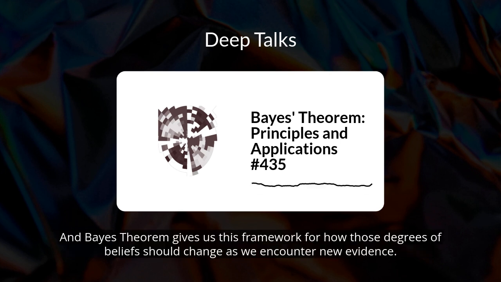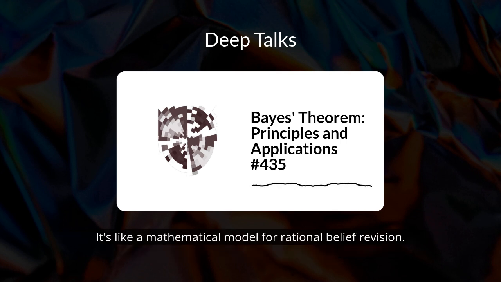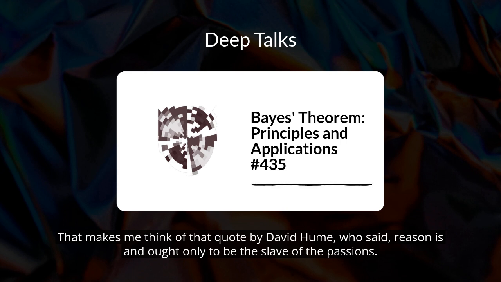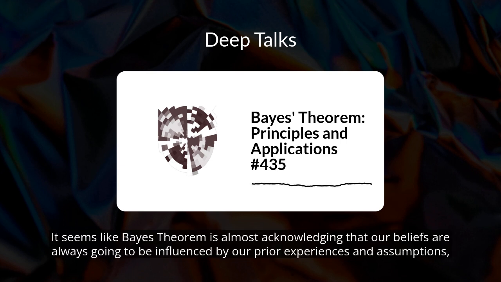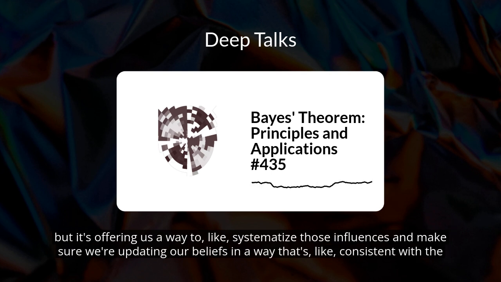Exactly. And Bayes' theorem gives us a framework for how those degrees of belief should change as we encounter new evidence. It's a mathematical model for rational belief revision. That makes me think of that quote by David Hume, who said, "Reason is and ought only to be the slave of the passions." It seems like Bayes' theorem is almost acknowledging that our beliefs are always going to be influenced by our prior experiences and assumptions, but it's offering us a way to systematize those influences and make sure we're updating our beliefs in a way that's consistent with the evidence.